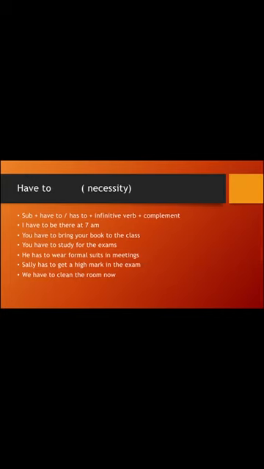This is the function, sorry. So it's necessity or obligation. And usually we use have to with laws or rules. The form of the sentence using have to is subject plus have to or has to. Have to for the plural subject and has to for the singular subject, plus infinitive verb plus complement.